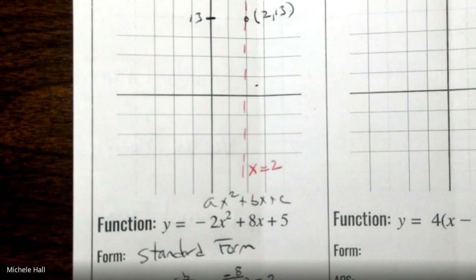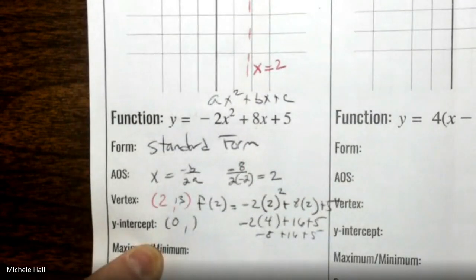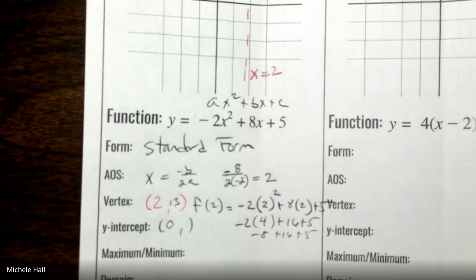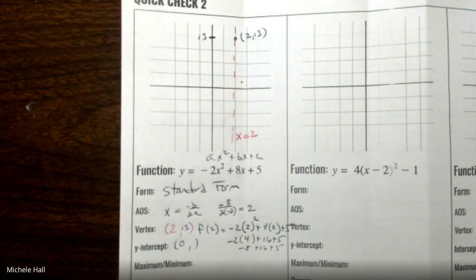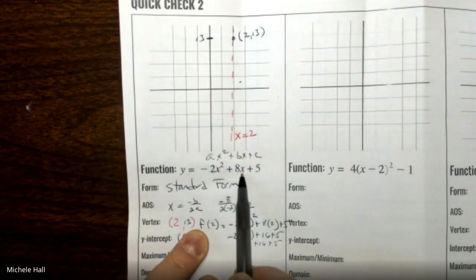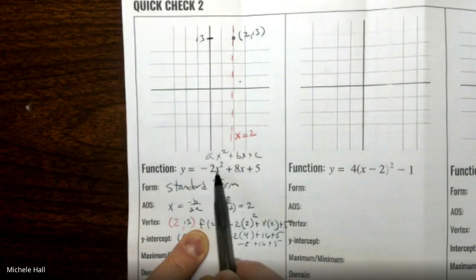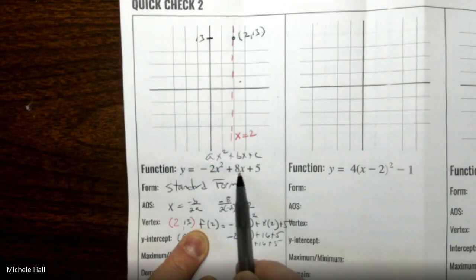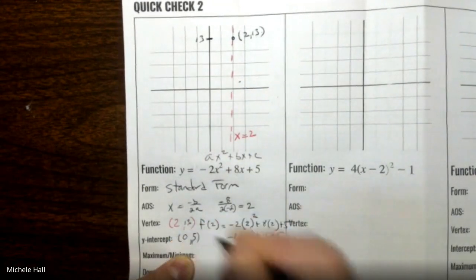All right, I need to find the y-intercept. The y-intercept means that I let x equal 0. I let x equal 0 when I'm finding the y-intercept. Is it easy to find the y-intercept in standard form? Why? X is 0. This is 0. This is 0, which means it leaves just the 5 there. So I don't even have to do number crunching. 0 squared is 0 times negative 2 is 0. 8 times 0 is 0. So that's 0 plus 0 plus 5. So I don't have to do any number crunching in standard form.